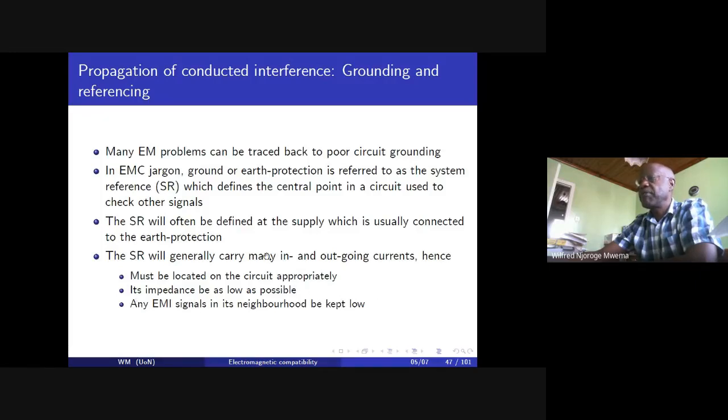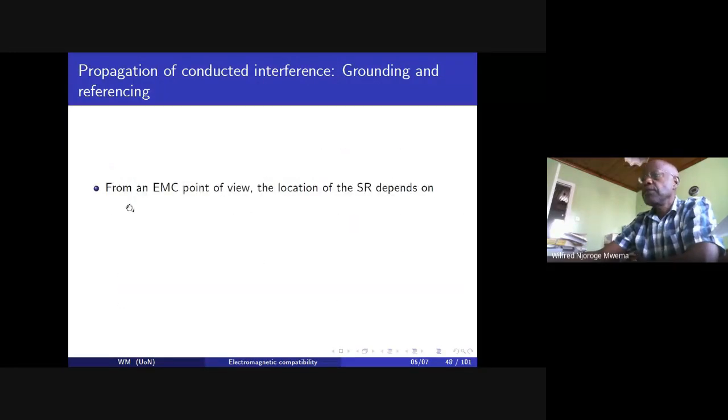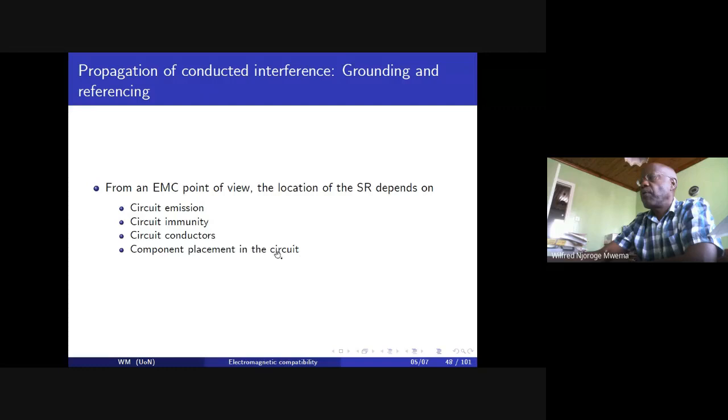Usually you'll find that some of the time the connection will be cut across it; that is, a groove will be made around some of these things to try and keep the EMI signals passing longer. So from the EMC point of view, the location of the system reference depends on the circuit, the level of circuit emission, how immune the circuit is to interference, what the circuit conductors are, that is, how good they are, or how the components are placed on the circuit.